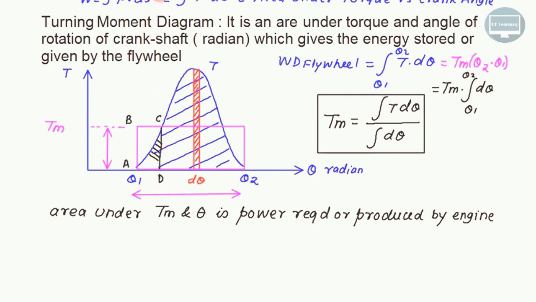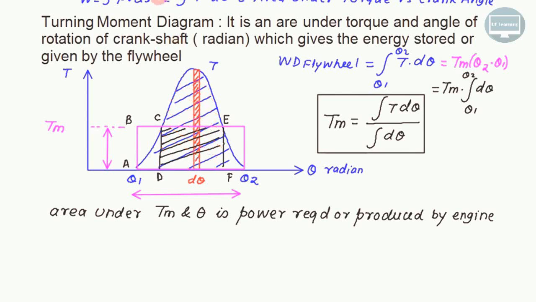But when you consider this from point C to D to point E to point F, during this part, does this portion represent the energy required by the engine? This portion is the area under the Tm diagram, whereas the work done by the flywheel is more as compared to the engine requirement. Therefore, the flywheel will store the energy and thereby its speed will increase.